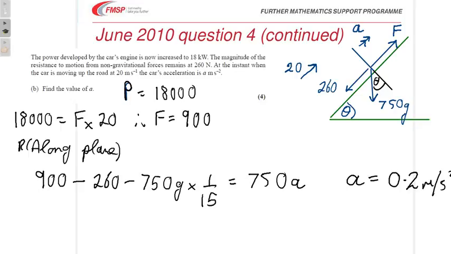And the allocation of the 4 marks for this part of the question: 2 method, 2 accuracy. A method mark for finding F, and a method mark for resolving, and an accuracy mark for resolving correctly. It's the same as the first part really, and an accuracy mark for the final answer. And that's that question done, number 4.